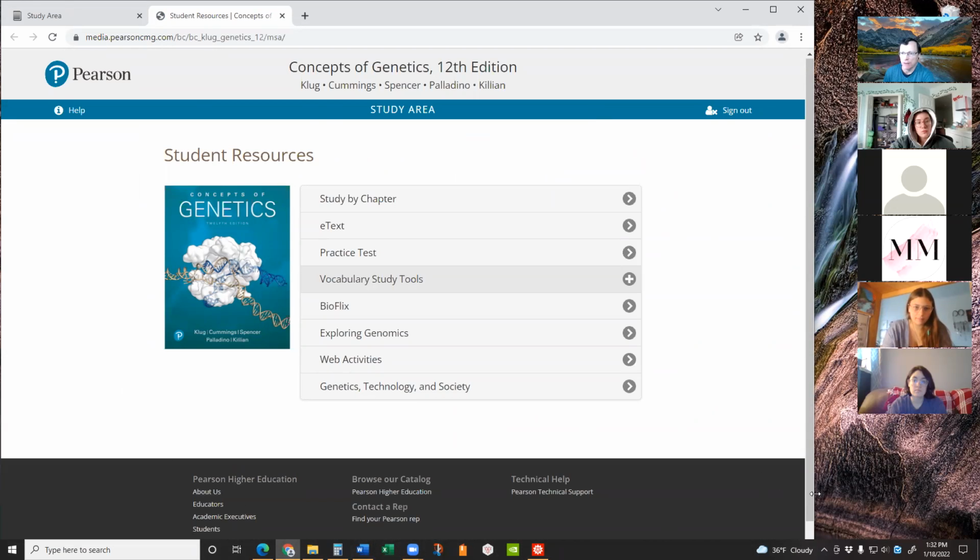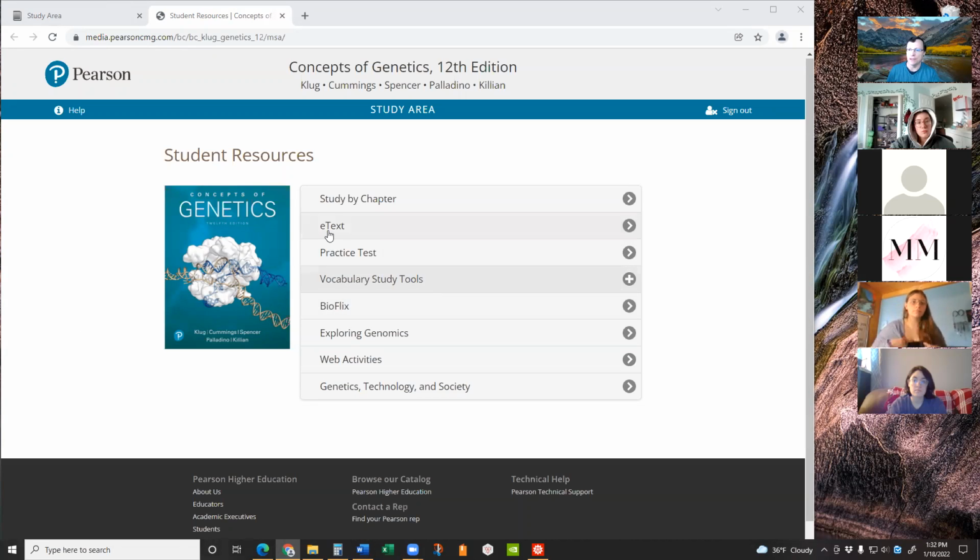For those of you that are logged into Mastering Genetics, for those of you that have an account set up, do you see the study area in Mastering Genetics? Are you able to see it and identify it? Great, you can see we're getting some yeses here. You can play around with this, and I encourage you to do that.